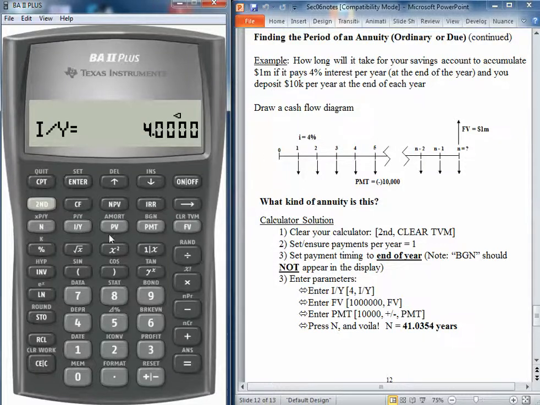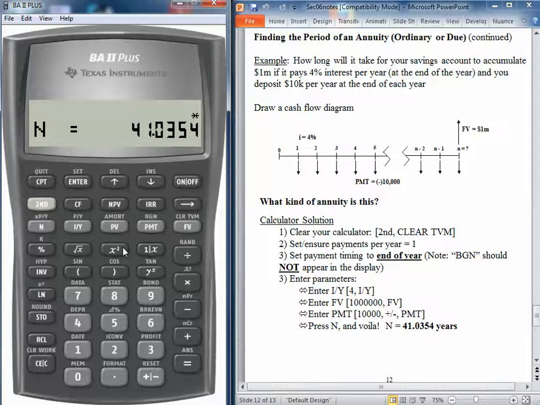We're not starting with anything, so we actually have a 0 present value. And we're making these $10,000 deposits at the end of every year. So I'm going to make that a negative payment, meaning an outflow. And I want to accumulate $1 million in n number of periods, which I need to solve for. So we have all of our functions except for the number of periods, so we compute the number of periods.